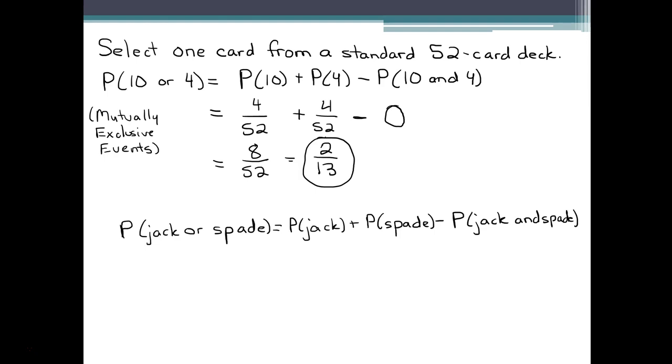All right, so drawing the card, probability of a jack. You have a jack for each suit. So you have a jack of clubs, jack of spades, jack of diamonds, jack of hearts. So you have 4 out of 52.